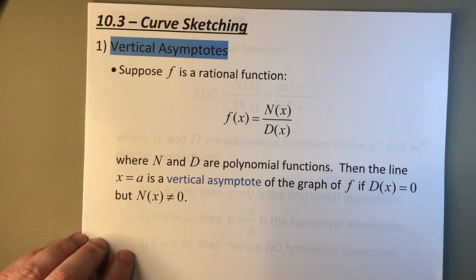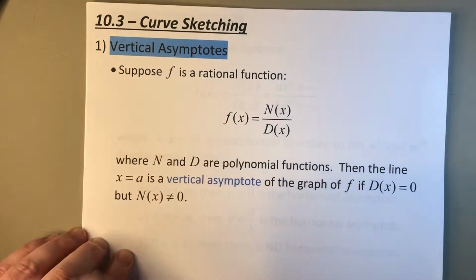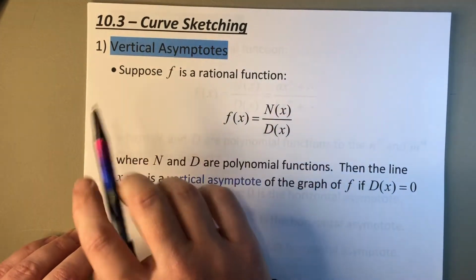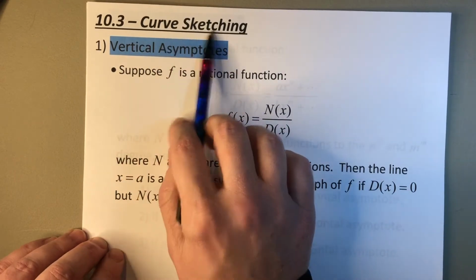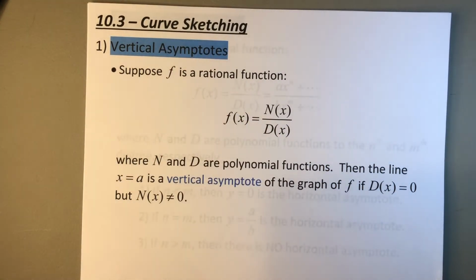All right, I'm trying to take it easy on you on one section, okay? Curve sketching. You're not going to have to sketch the graph. I'm not going to make you do that, okay? All you're going to have to do is come up with any vertical and or horizontal asymptotes that exist.